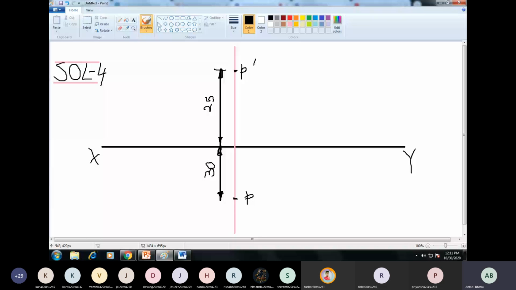Okay, now we need to make the side view. Which side view? Right side view. So I told you that the side view is always aligned with the front view.